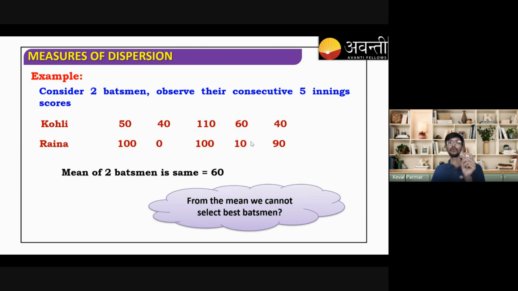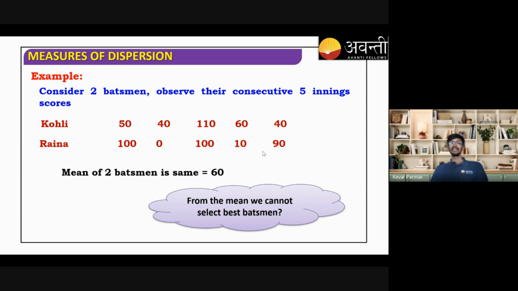While Raina scores, but he is very inconsistent. He scores 100 first, but then gets out for a duck. Again scores 100, but then only 10, and then scores 90. So we cannot say that in the next innings the probability of Raina scoring around 50 is high; it is very low.